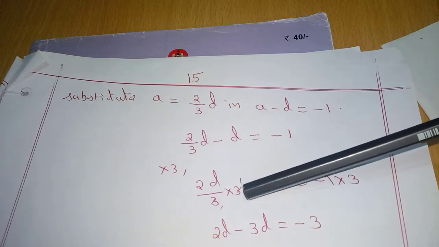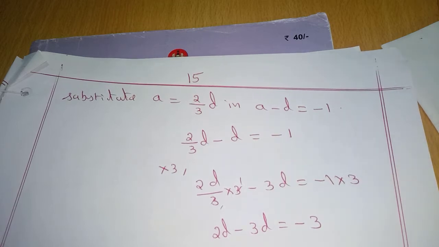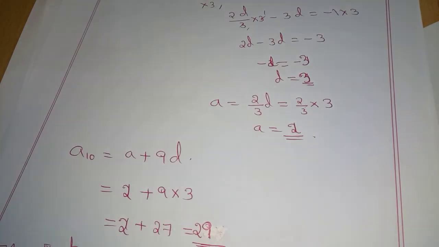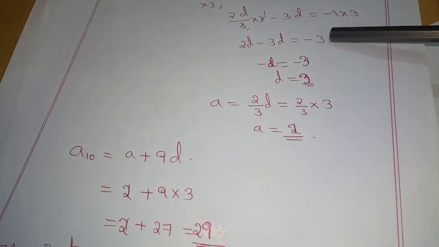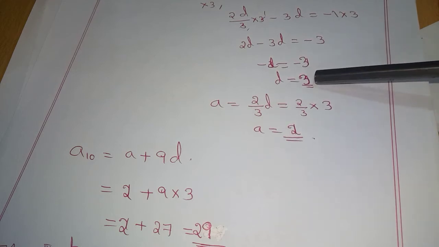2 by 3 D into 3 minus 3 into D is equal to minus 1 into 3. 3 gets cancelled. 2D minus 3D is minus D is equal to minus 3. Minus D is equal to minus 3. D is equal to 3.